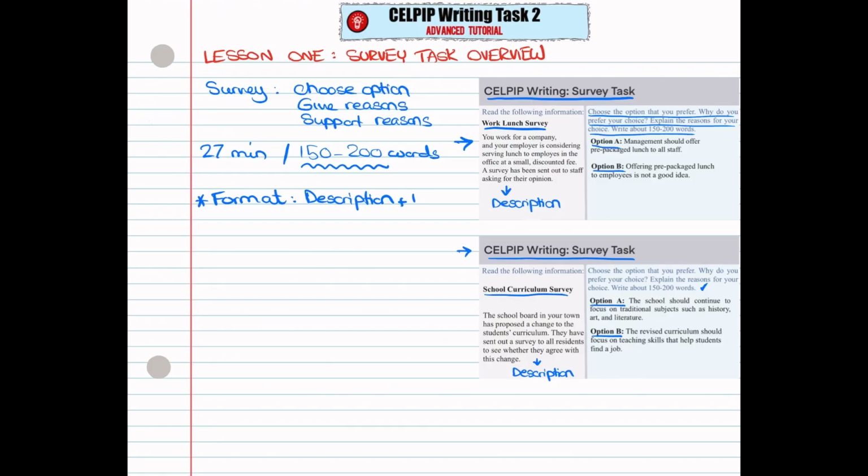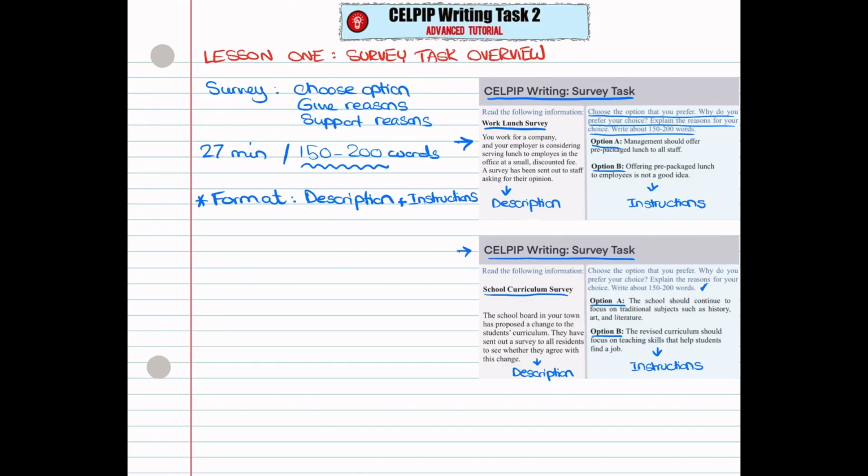The second part of the question, which you can see here on the right-hand side, is called the instructions. This is the part where you're given two options to choose from. In the first topic, you must choose between having or not having prepackaged lunches. In the second topic, the two options are focusing on traditional subjects, such as history, art, and literature, or skills that can help students to find a job in the future.